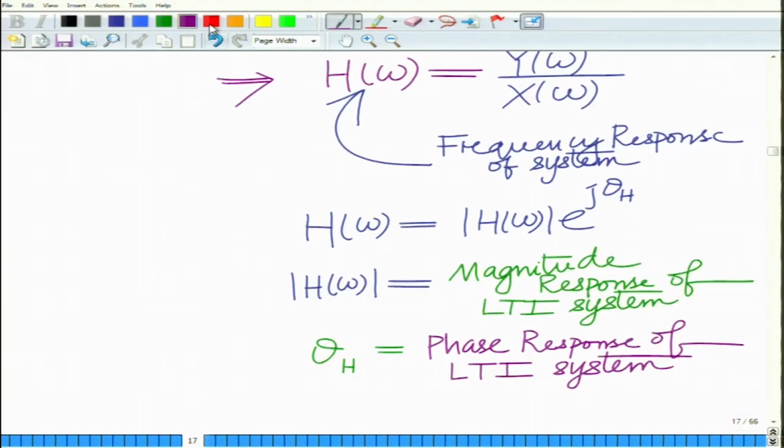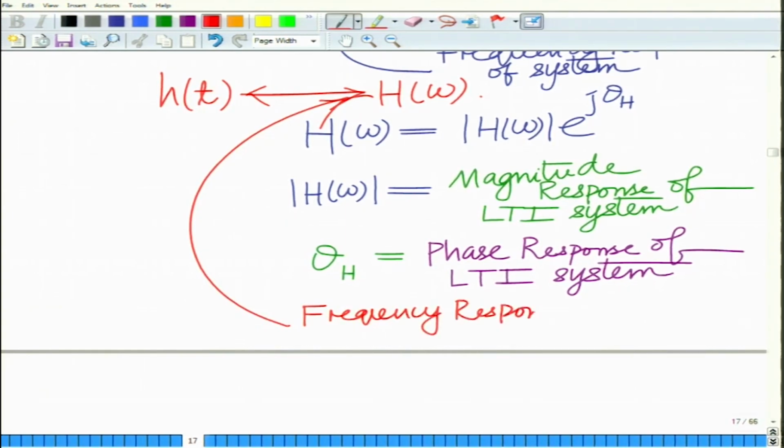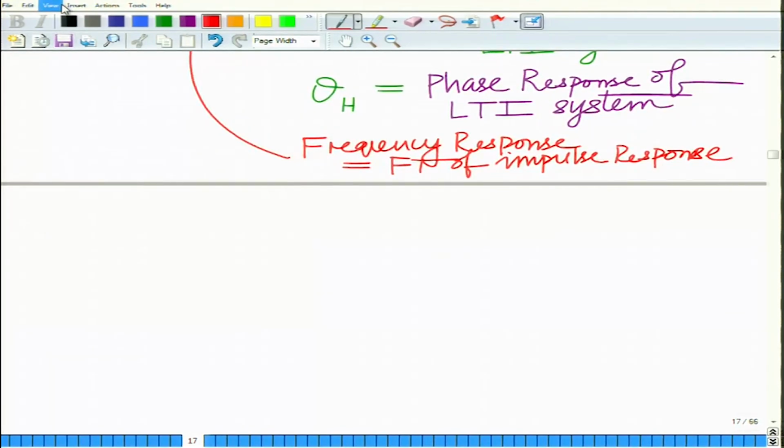And remember, the frequency response is nothing but the Fourier transform of the impulse response. So, frequency response equals the Fourier transform of the impulse response. Okay. Now, in addition, consider now the input signal, a complex exponential.